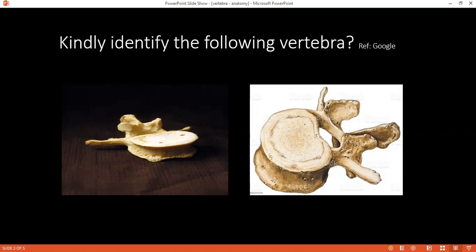Okay, you learned this. This is your homework. Can you please tell me what passes? If you can identify this, what is this hole? Yes, ligamentum flavum. What passes through here? Yes, spinal cord. Anything else?